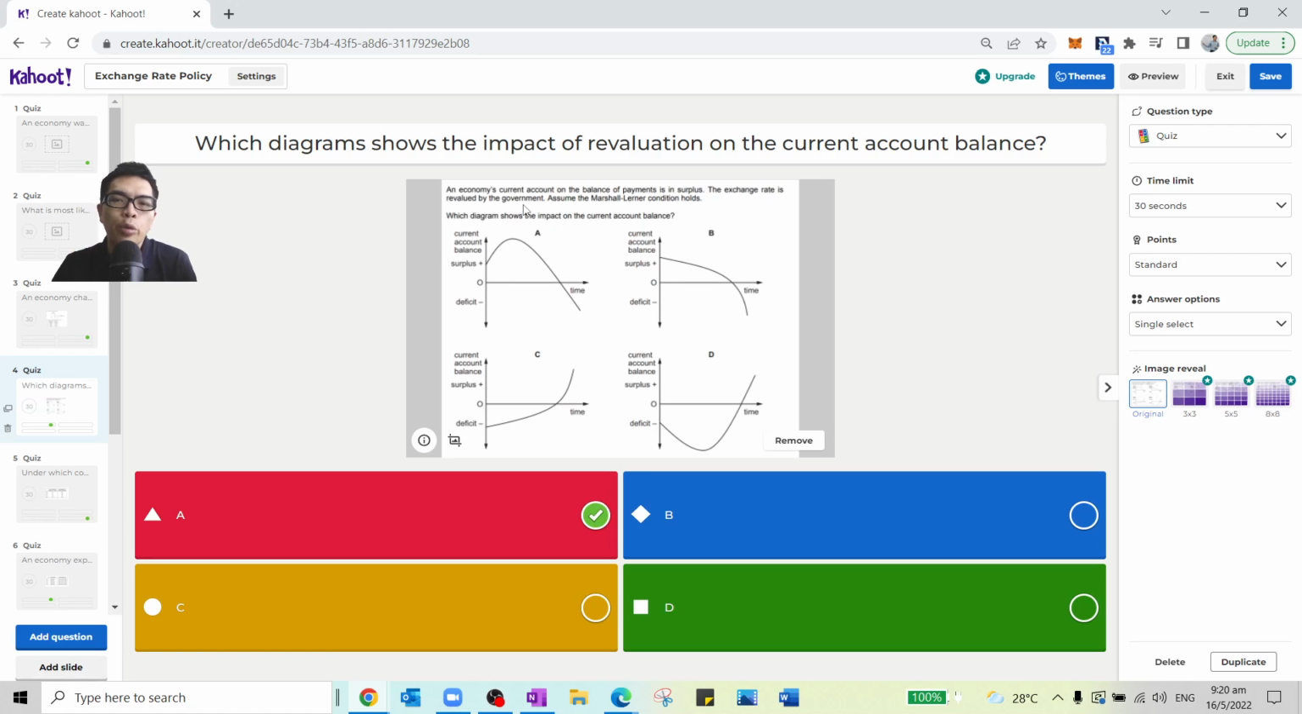Okay, so a revaluation simply means what? It simply means that there's an appreciation on the exchange rate. So assuming that Marshall-Lerner condition holds, it has to be an inverse J-curve. Inverse. Right? So a depreciation will result in a J. Appreciation or a revaluation will result in an inverse J. Okay, so this is the concept. Same rules apply.